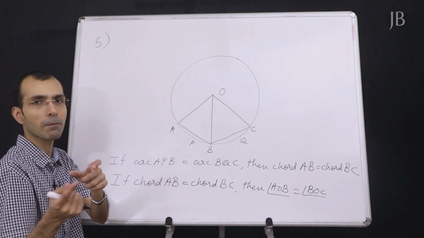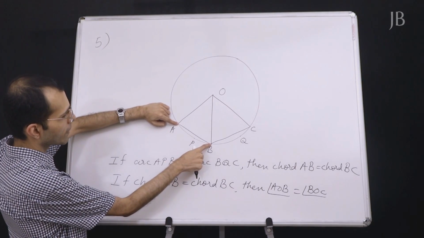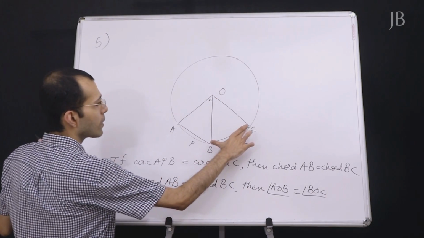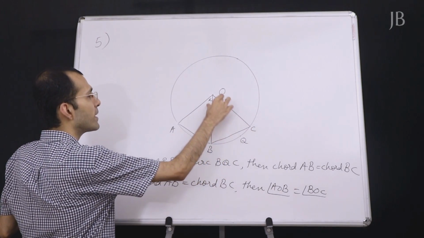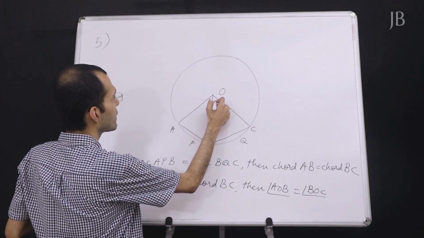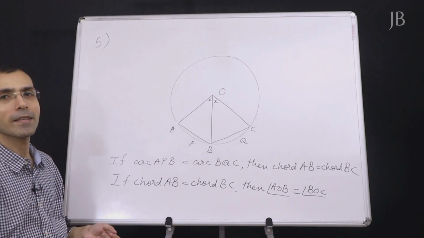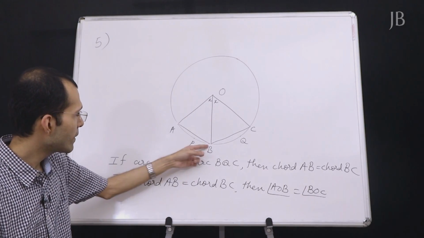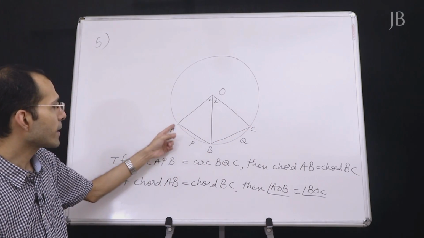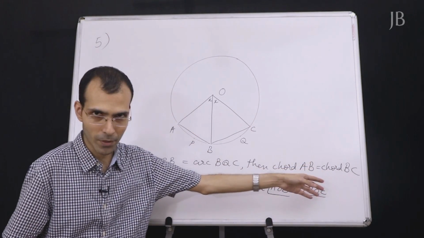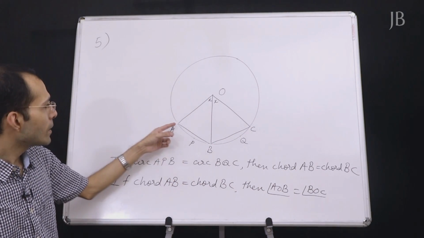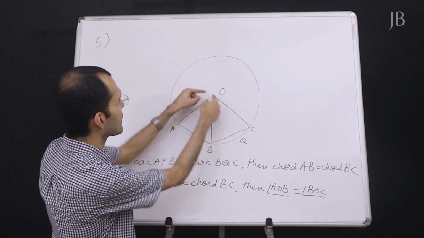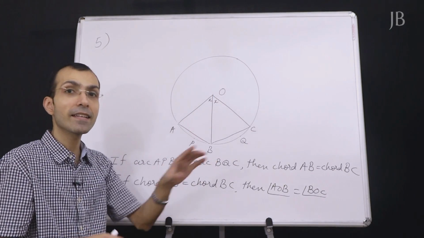Subtend means form. So this is chord AB, it will subtend an angle like this. So this is X. The chord BC will subtend an angle, form at the center. So these two angles also will be equal. Fine with this. So we repeat, if arc APB is equaling arc BQC, then chord AB and chord BC are equal. Extension, if chord AB and chord BC are equal, then they will subtend equal angles at the center as well.